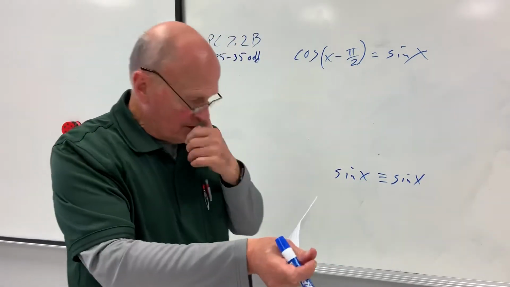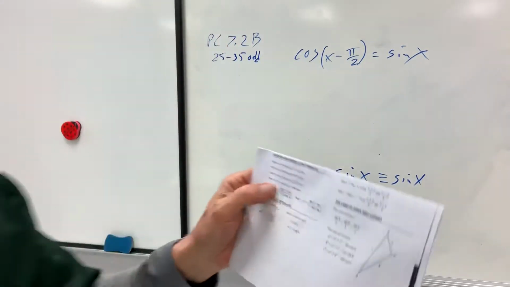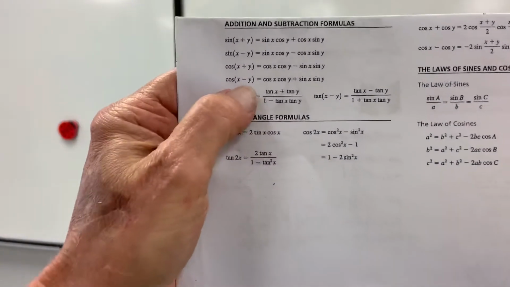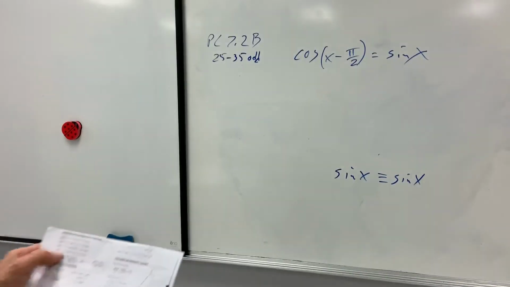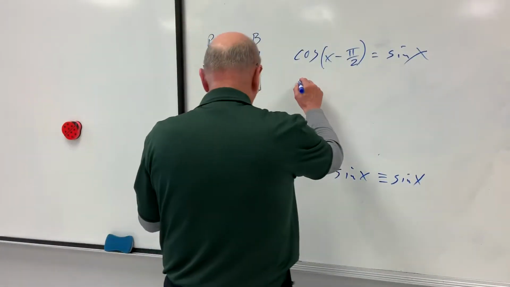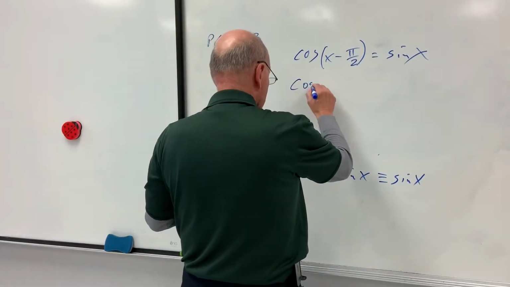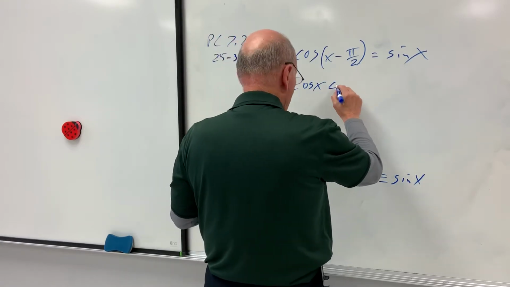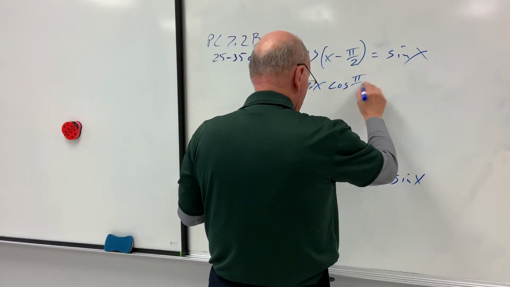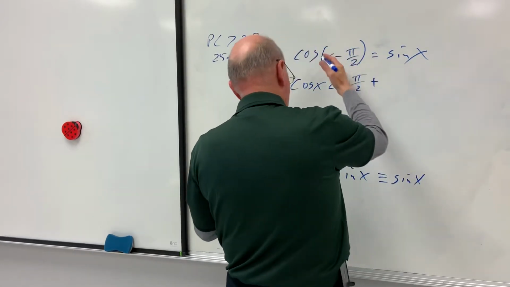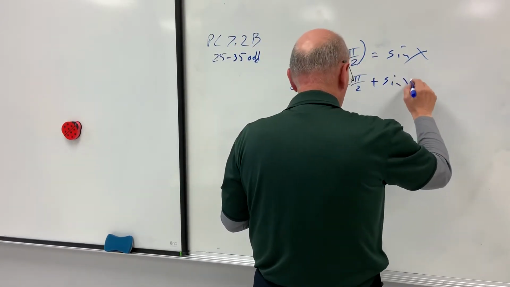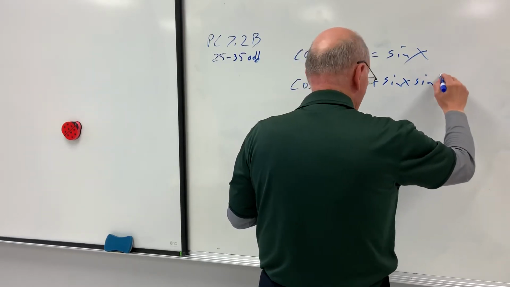Again, I want you to look at your formula sheet, and we see that we have cosine of a difference, which would be cosine of x minus y. In this particular case, we've got cosine of x, and we have cosine of y, which would be pi halves, plus sine of x, sine of y.